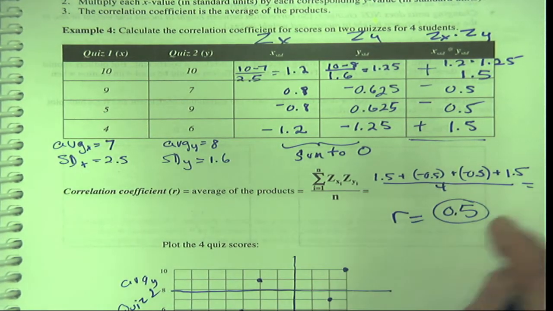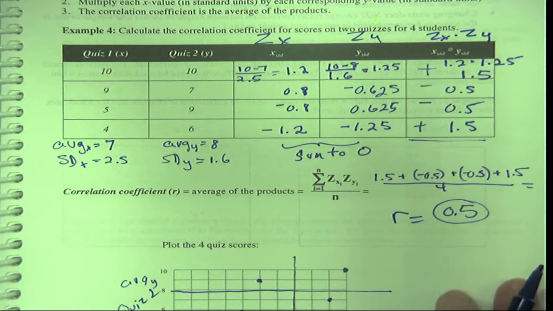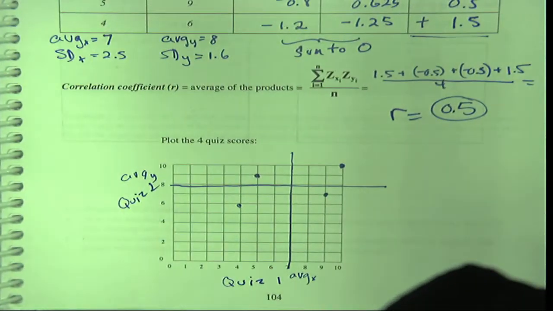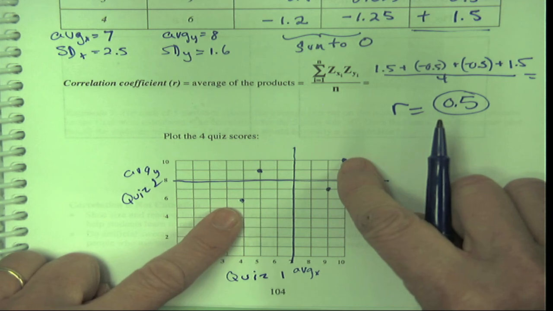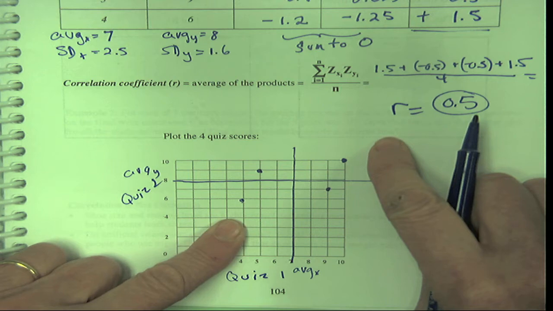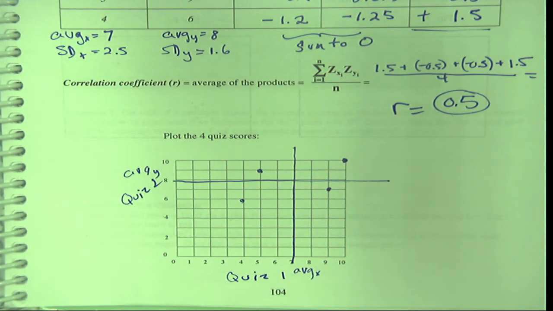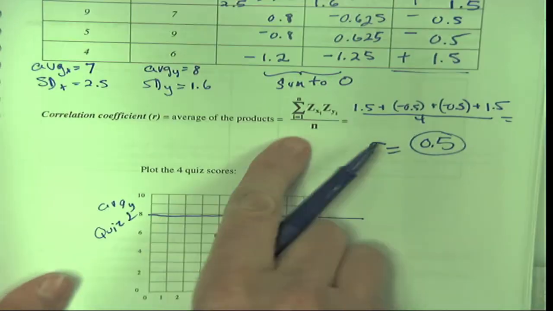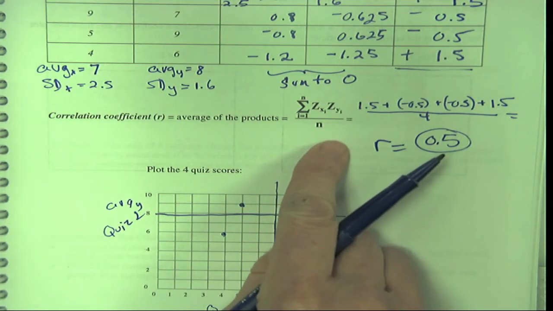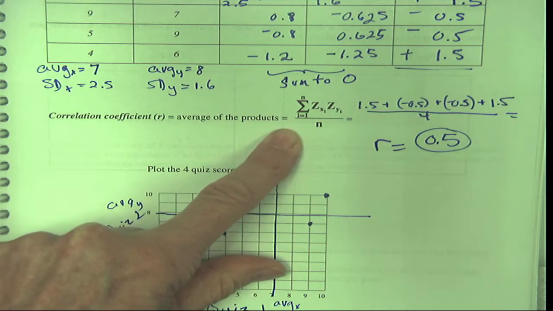That's what r is. If you get a number bigger than 1 in absolute value, you've done something wrong. These both had products of 1.5 and these both had products of 0.5, and that's why we got the positive correlation. Any questions on that? So that's how you compute a correlation coefficient. There's another computational formula, but this is by far the most intuitive one. And inside the formula, it explains what it's doing, which is why I like it.